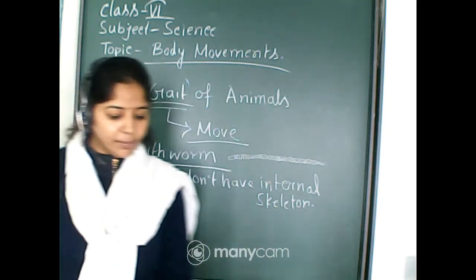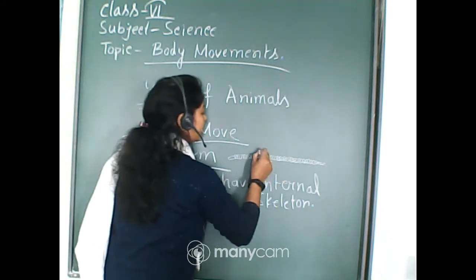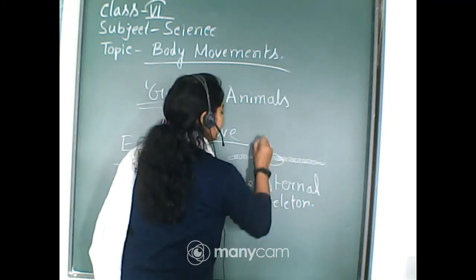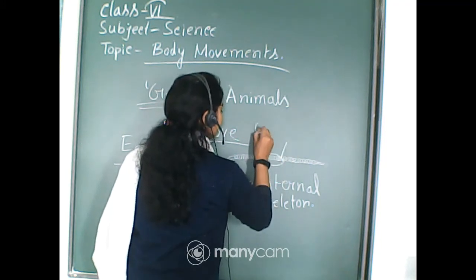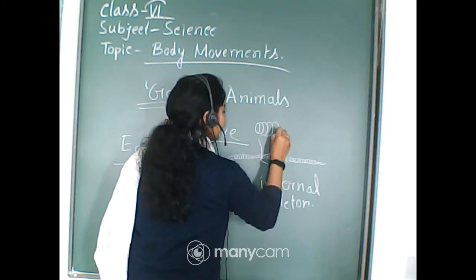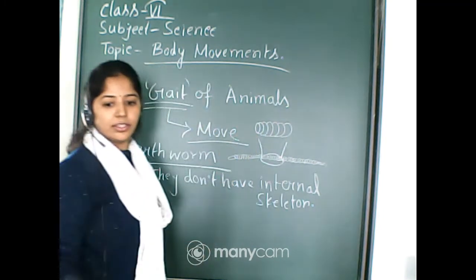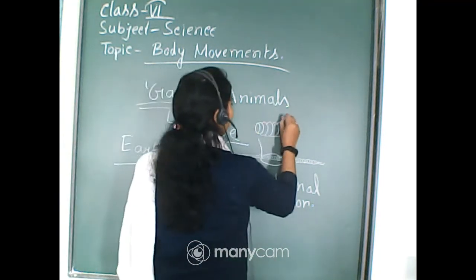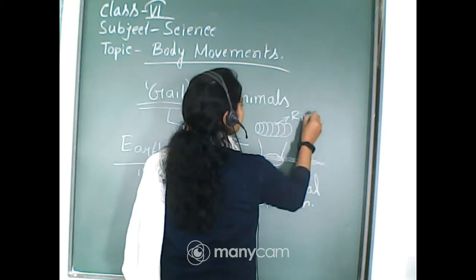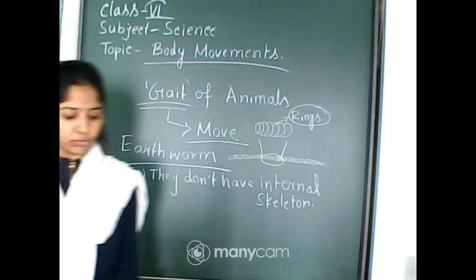Their body possesses many rings joined end to end, just like in a large structure we can see there is a ring, then another ring, then another ring, then another ring. The structure is like this. So these are called rings. These are known as rings in an earthworm.